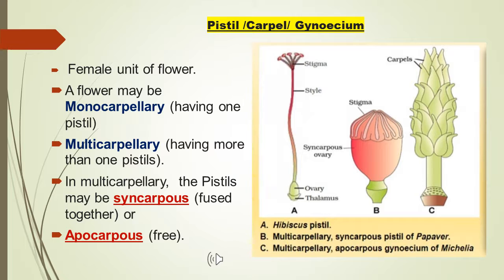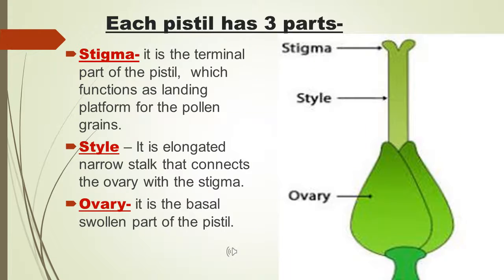Further, in the multicarpellary situation, the gynoecium may be apocarpous if the carpels are free, as shown in figure C, and it may be syncarpous if the carpels are fused, as shown in diagram B. The free unit of the gynoecium is called a pistil. A pistil has three parts. These are stigma, style and ovary.